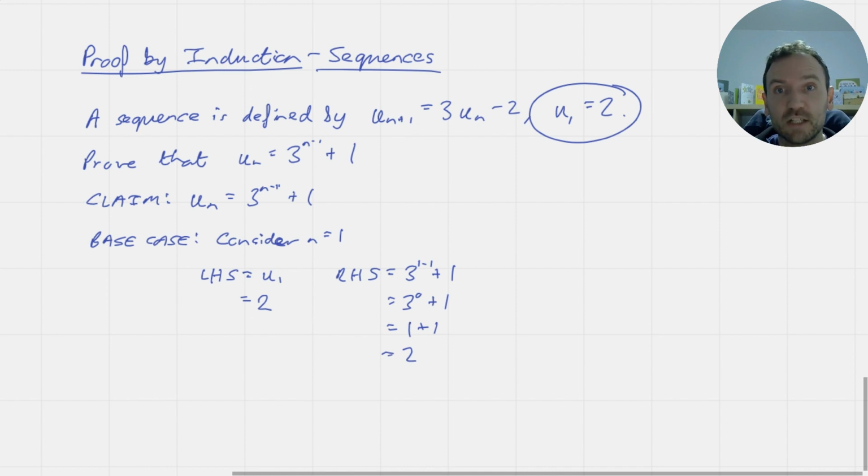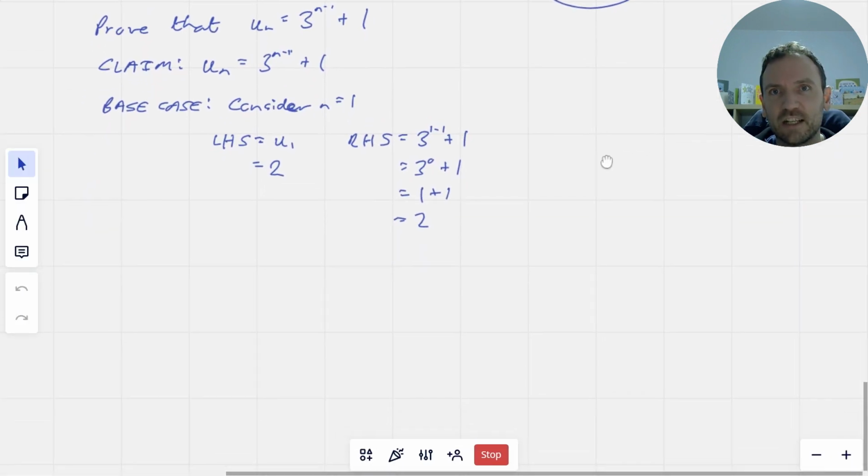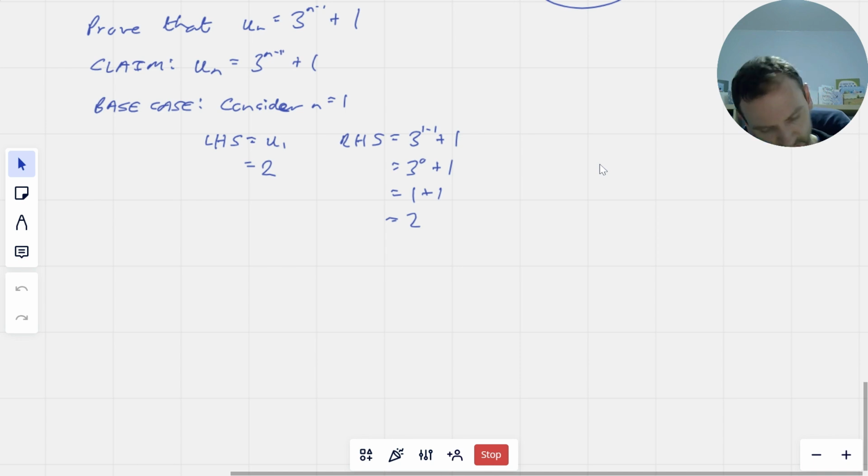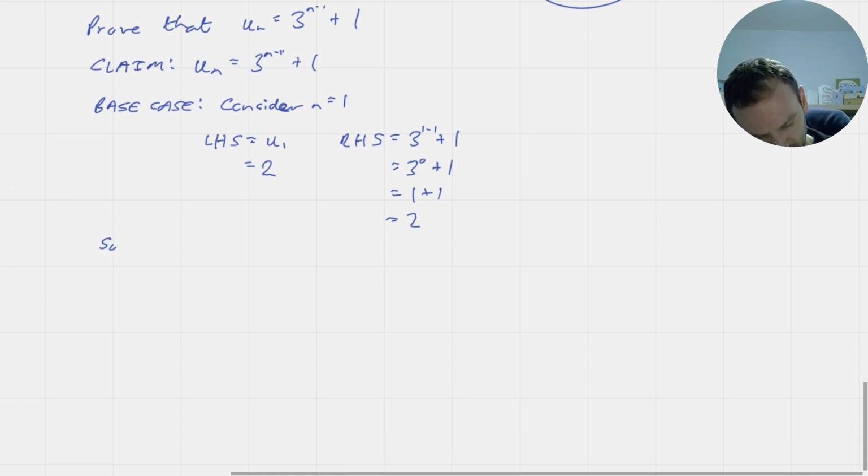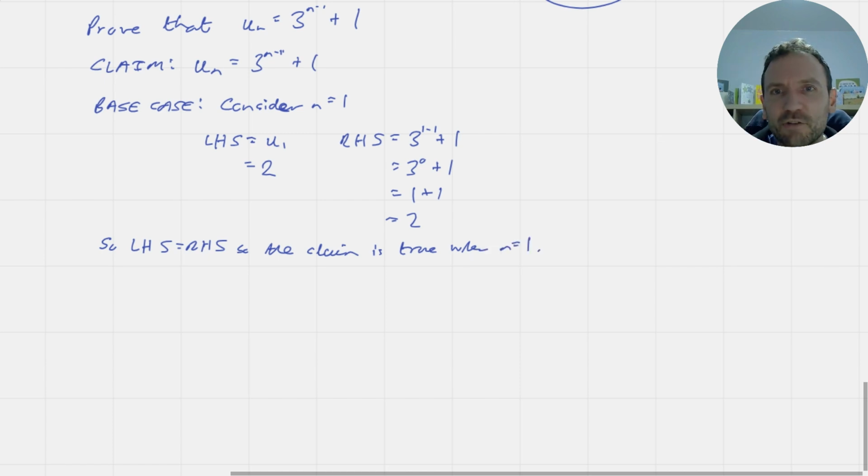And okay, we should be relieved because we're getting our right-hand side and our left-hand side equal. So we're just going to say something to that effect. The left-hand side equals the right-hand side, so the claim is true when n equals 1. You need to make sure you're writing this. You can say for n equals 1 if you want. I'll probably use when and for interchangeably, but you need to be stating the claim is true for n equals 1 or when n equals 1.